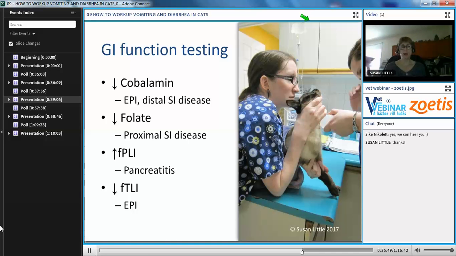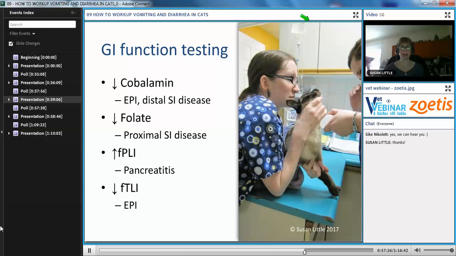And so we're going to talk a little bit more specifically about cobalamin in a moment. But typically we would see that decreased in cats that have small intestinal disease. We might see that decreased in lymphomas or inflammatory bowel disease or even exocrine pancreatic insufficiency. Folate levels tend to be decreased with proximal small intestinal disease. The PLI can help us determine if our patient's clinical signs are due to pancreatitis, and the TLI is really our test of choice for the chronic diarrhea cats who have exocrine pancreatic insufficiency.